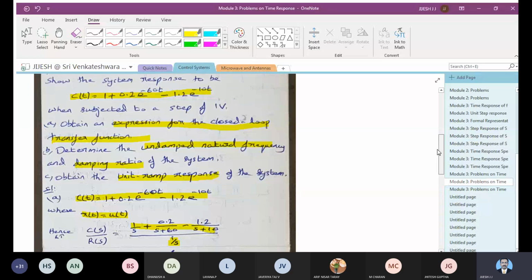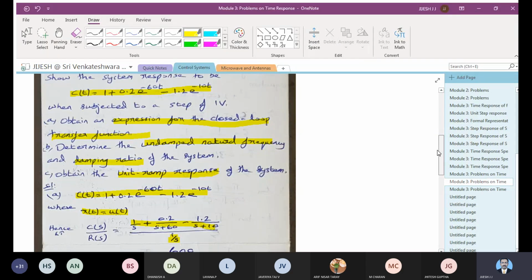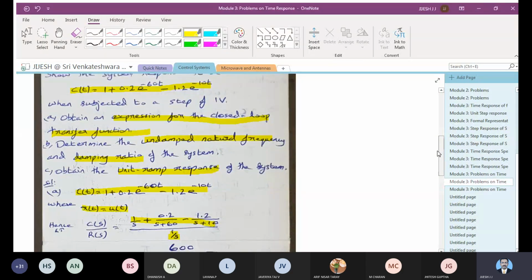I am saying repeatedly that you need to know the basic equations of Laplace and inverse Laplace. It's compulsory for control systems. One of you can put those very basic equations in the group as well, so if you want to refer, you can. So using the Laplace transform, you got the equation as shown here, C(s)/R(s).